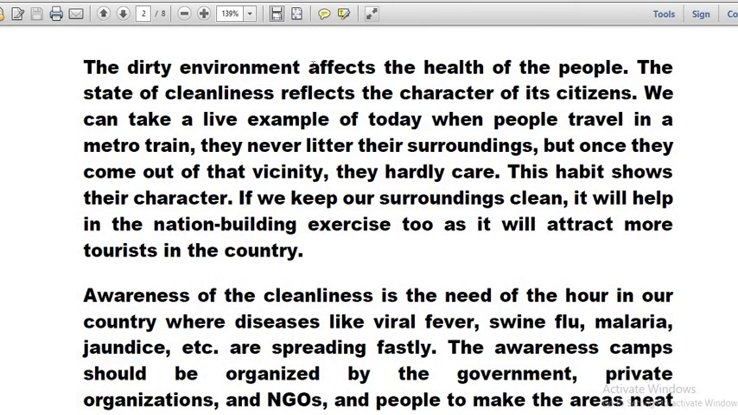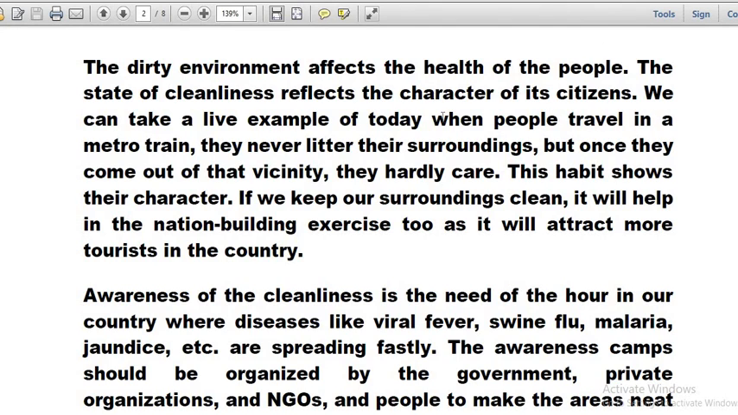The dirty environment affects the health of the people. This is true. If we live in the midst of dirt and dust, ultimately it will affect the health of the people. The state of cleanliness reflects the character of its citizens. If a place is clean, if a house is clean, if a locality is clean, if the people are well aware of the sanitation facilities and of cleanliness, then ultimately it shows the real character of the citizens.